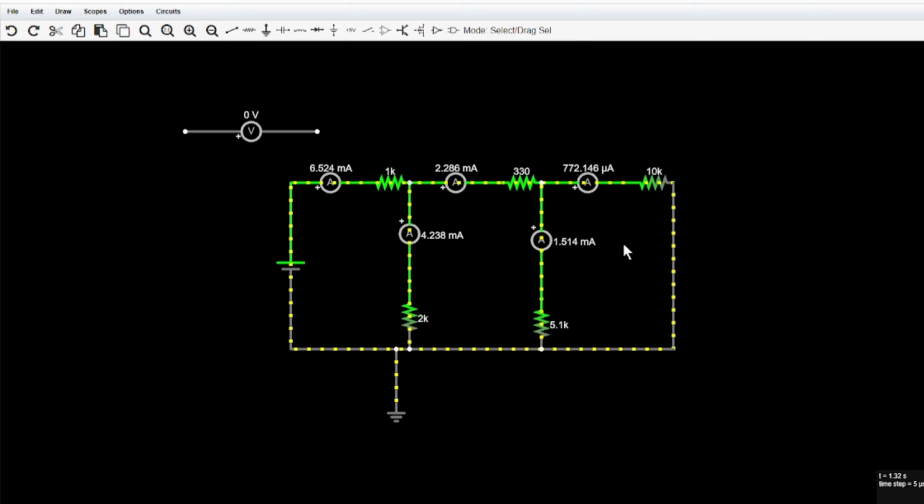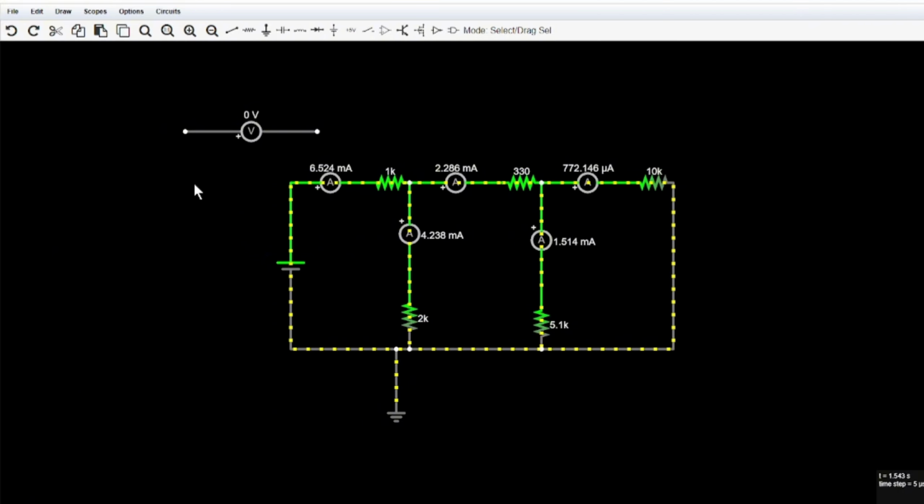We do have all of the currents that we need. As you can see, the I1, the current that goes through the 1K, should be 6.52, which is the right number. And the I2 should be 4.24. You have a 0.23. That's still close. Then we do have the I3 as 2.29, which is 2.28 over here. Then we do have this current, it should be 1.51, yes, and finally, we should have 0.77 milliamp.